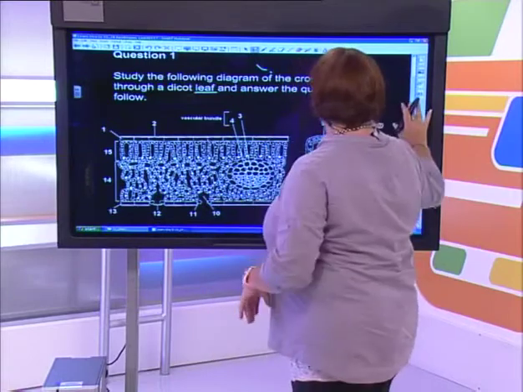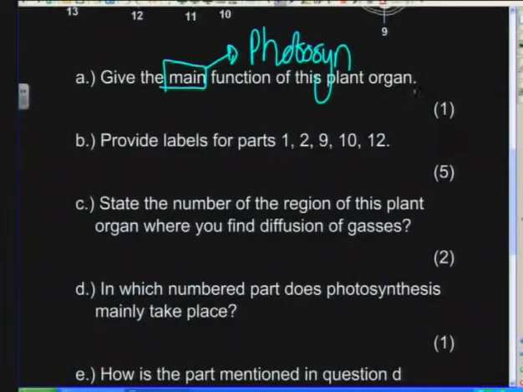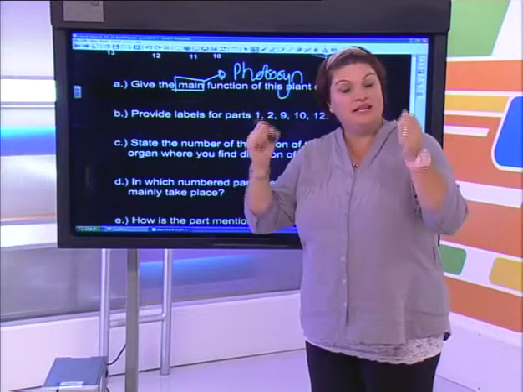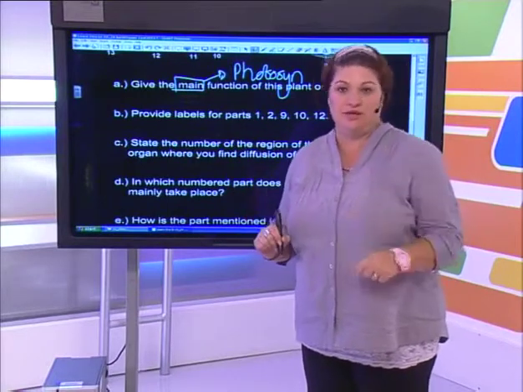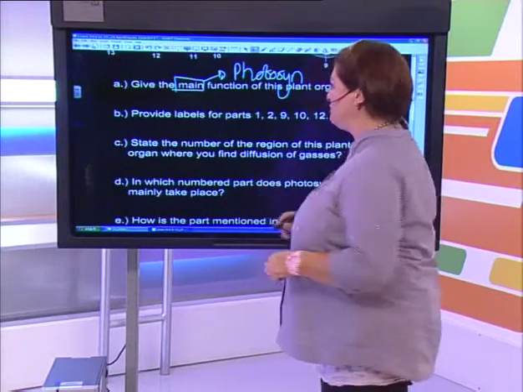So when we look at it, we need to think. There's a little bit of a catch here because you can't mention just any function. You need to mention the main function. And the main function, you can remember, was photosynthesis. One mark, nice and easy. Next one, point number B. These are nice, simple studying questions. If you know it, you can score and get the marks.